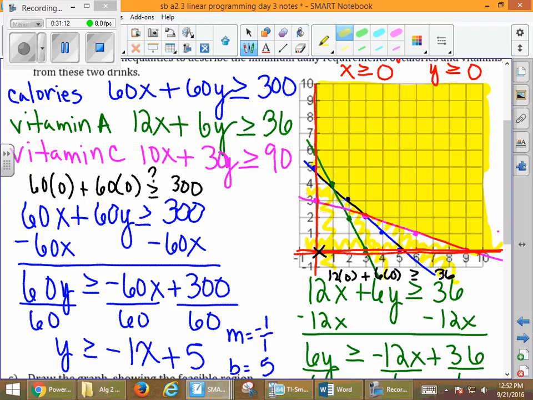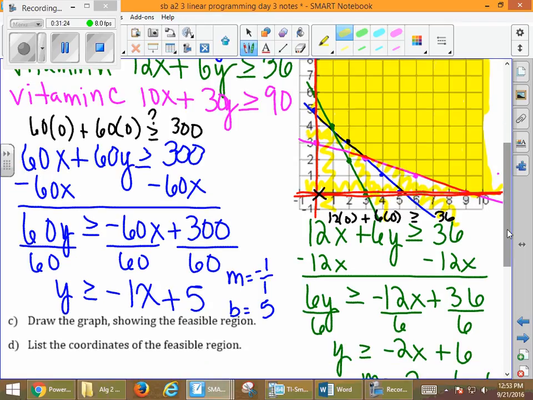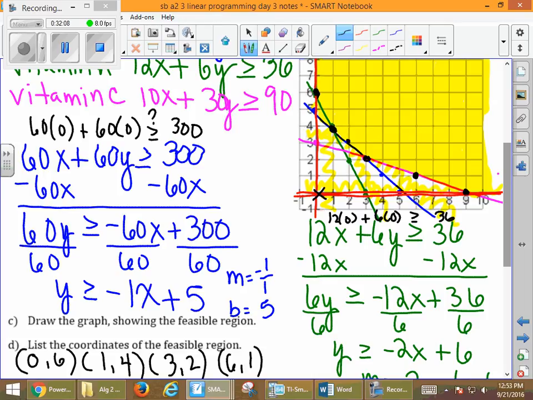So now that we've got that, this feasible region is unbounded, but we still do have some coordinates of the feasible region that we can use. We've got a value here, and we have a value here, a value here, a value here, and a value here. And what are those values? Well, looks like 0, 6, 1, 4, 3, 2, 6, 1, and 9, 0.